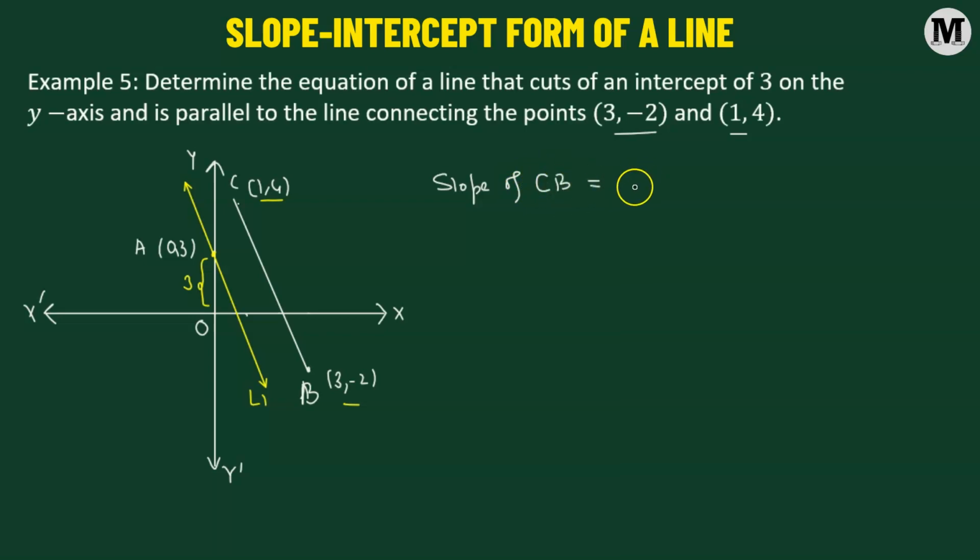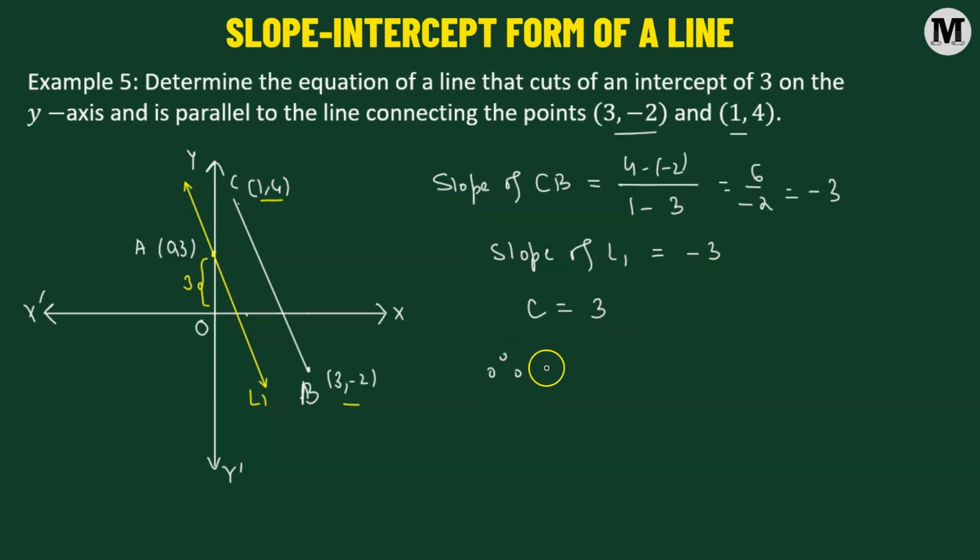That will be equal to the difference of the y coordinates, so that's 4 minus -2, and in the denominator we have the difference of the x coordinates, so 1 minus 3. So 4 minus -2 is 6, and 1 minus 3 is -2, so that means our slope is going to be -3. Fine. So if the slope of CB is -3, then by definition, the slope of L1 is also going to be -3. And now we have all the information that we need.